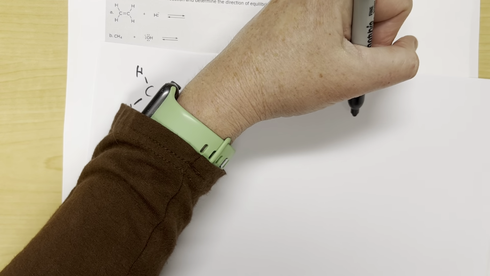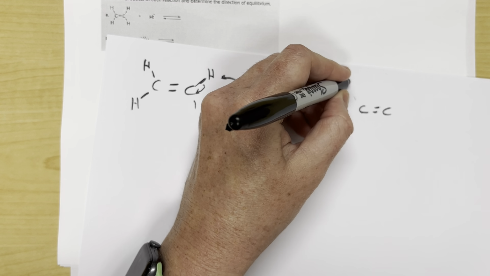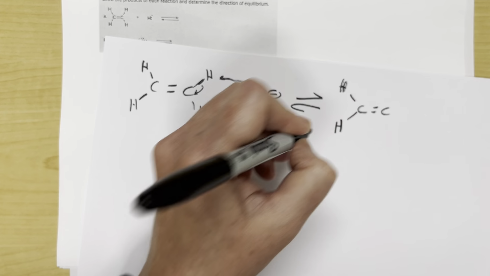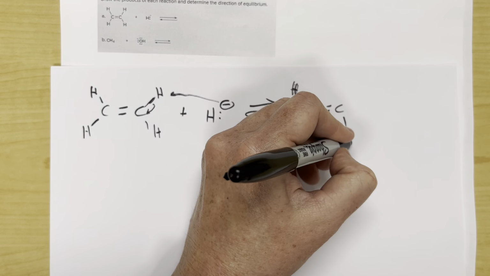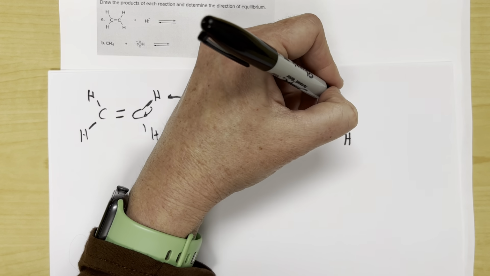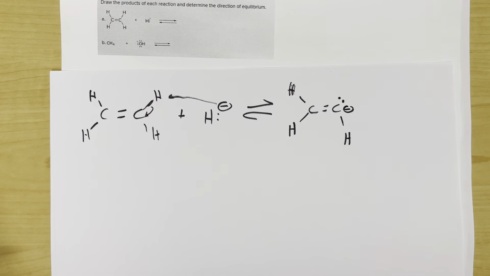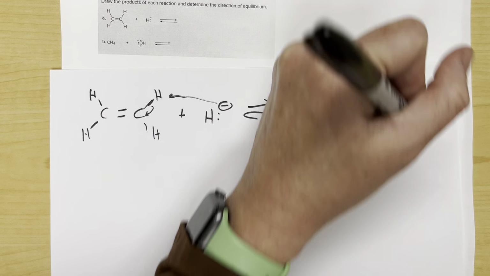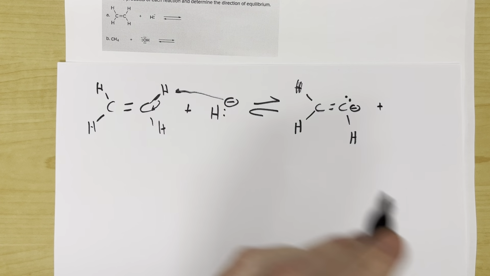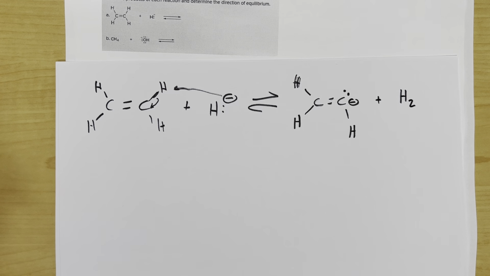All right, so we'll get a C, double bond it to a C, to an H, to another H, to another H, and then again, this bond now becomes a lone pair. And we have a negative charge on the carbon. Plus, we now have an H bonded to another H, or you just write H2. So that was A here.